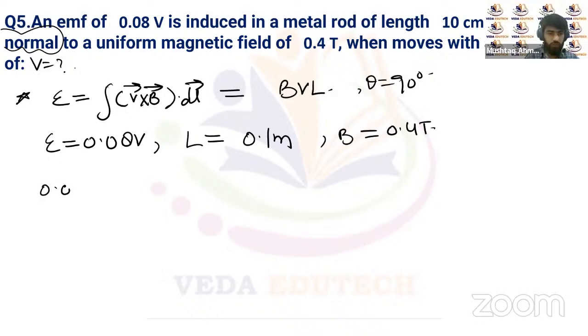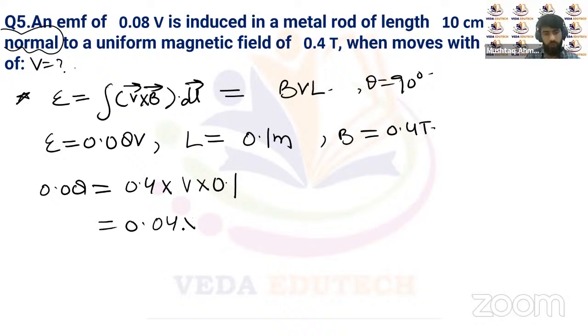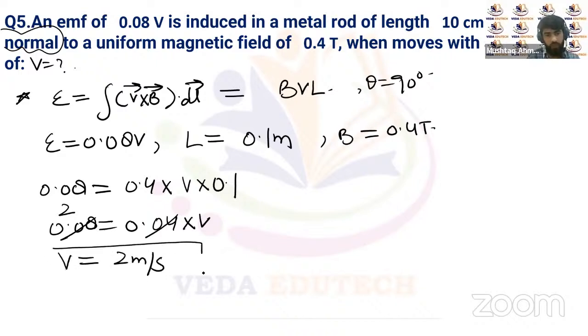So we can just use this equation: 0.08 equals B, that is 0.4, into V, which we have to calculate, and the length 0.1. So it is 0.04 into V, and 0.08 divided by 0.04 is 2. So V is equal to 2 meter per second. This is the velocity with which the rod must be moving so that 0.08 volt of EMF is induced through the length of this rod.